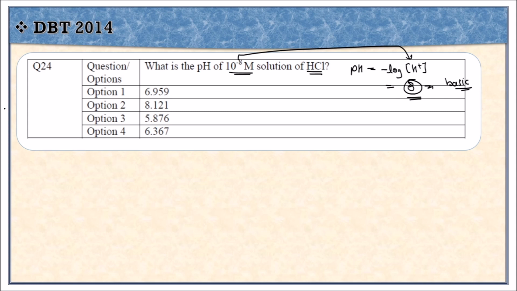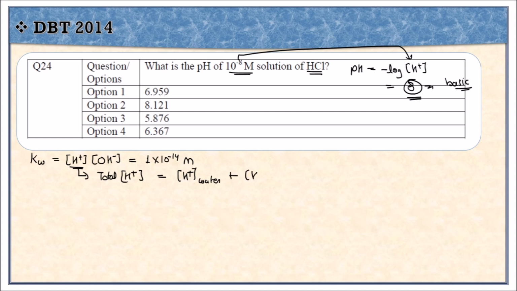So let's solve this question. We know that the ion product of water is constant, meaning the concentration of H plus and OH negative ions will always give us a value of 1 into 10 to the power minus 14 molar squared. This we know for sure. But what will be the H plus ion concentration? That we don't know. Here the H plus ion concentration is the total H plus ion concentration. Total H plus will be equal to the H plus from water and H plus from HCl.